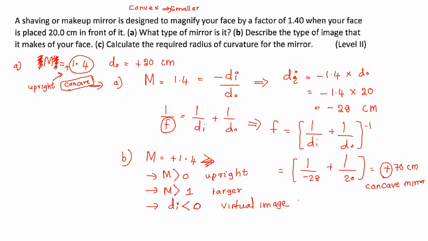Okay. Part C. Calculate the required radius of curvature of the mirror. So they are asking for R. So what is R? 2 times f, right? Remember f was half of the radius. So 2 times 70 is 140 centimeters.